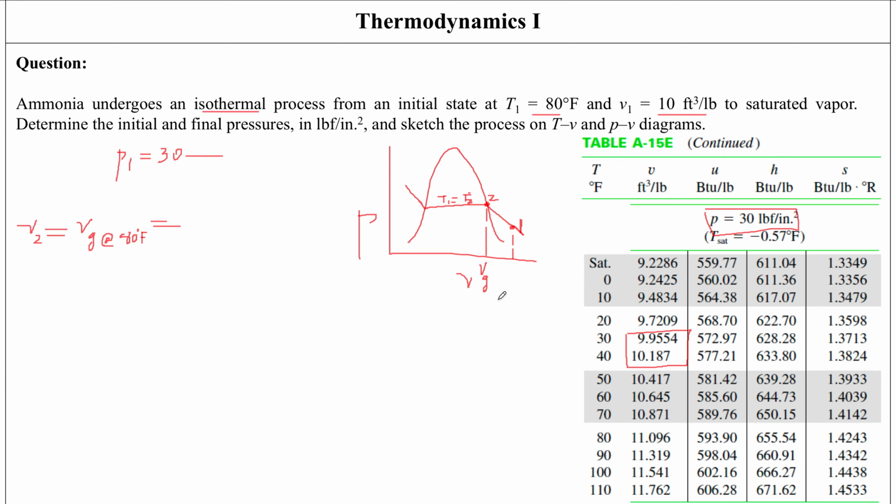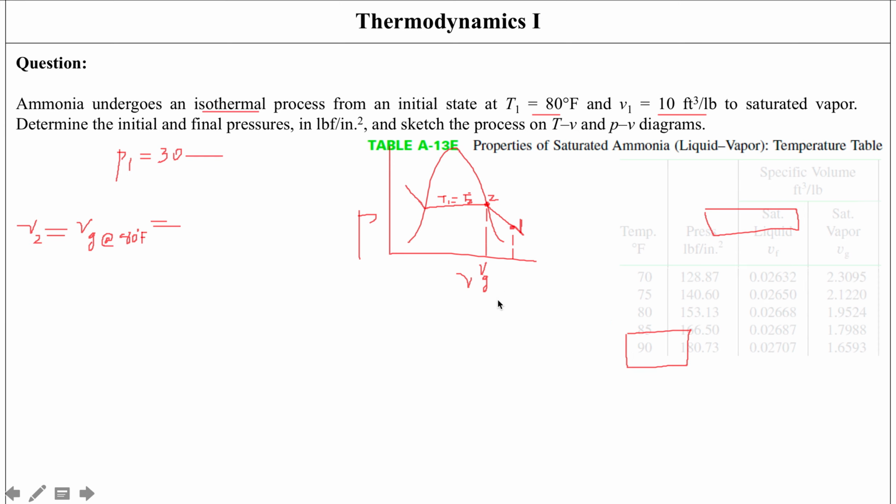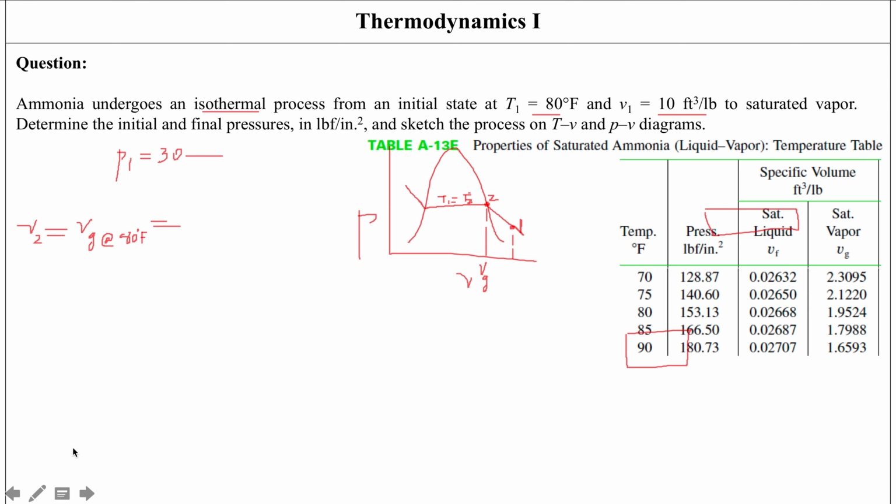And that is which value? I'm just going to take you back to that table, A13, and across 80 Fahrenheit, the value for Vg is 1.9524. Just plug that in here, 1.9524. This is in feet cubed per pound. And the pressure is going to be now this pressure, because this is the saturated pressure. So the pressure over here is going to be this one.